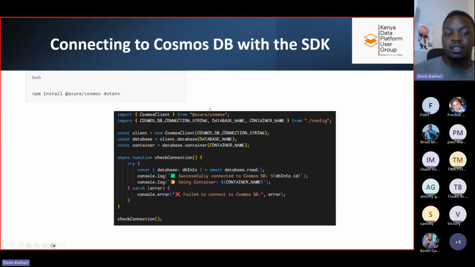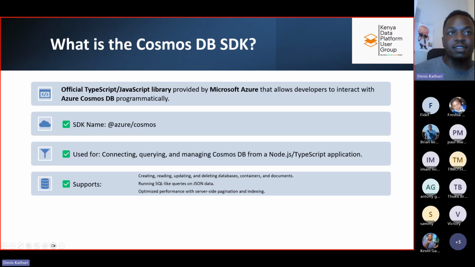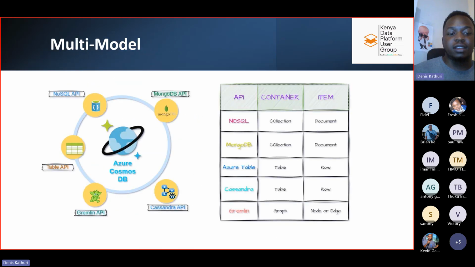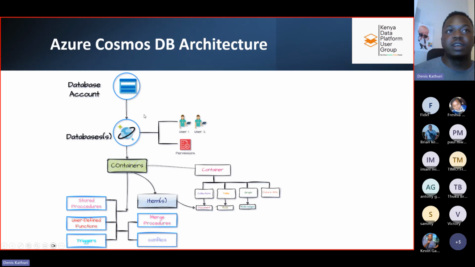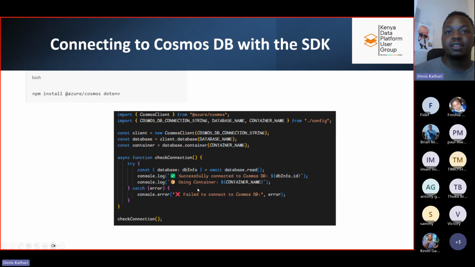So this architecture is what I discussed here. You first access the database account, then you access the database, then you access the container. Then you are able to query the items in that container. So this is what this example is doing here.